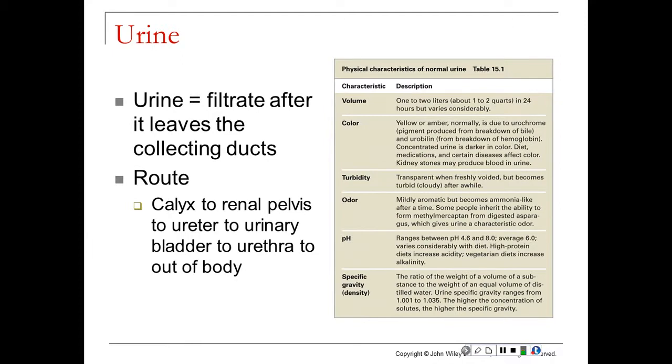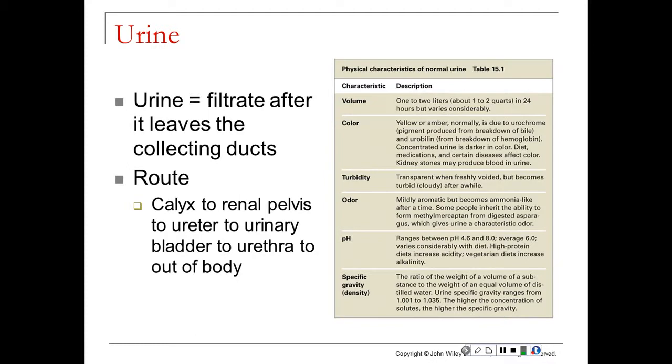There are some physical characteristics of urine. On average, humans produce about 1 to 2 liters of urine a day. Again, that's going to vary depending upon your own fluid intake as well as hormone levels. The color is usually yellow or amber, and that's because of urochrome, which is a pigment produced when bile is broken down, as well as urobilin, a product of the breakdown of hemoglobin. Urine that's more concentrated is going to be darker. Diet, medication, even vitamins can affect the color of urine. Kidney stones can also produce blood in your urine.